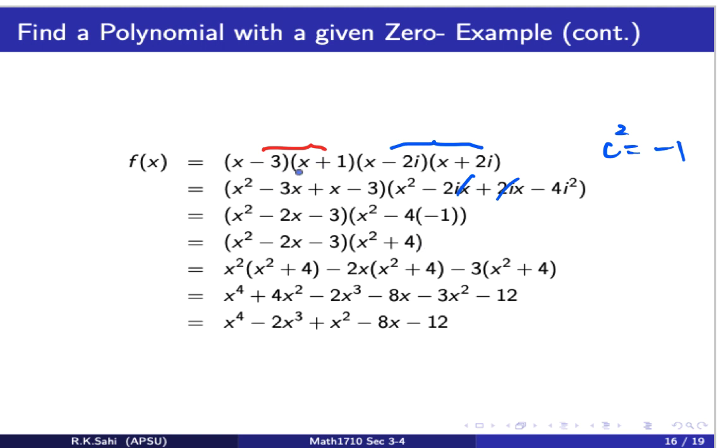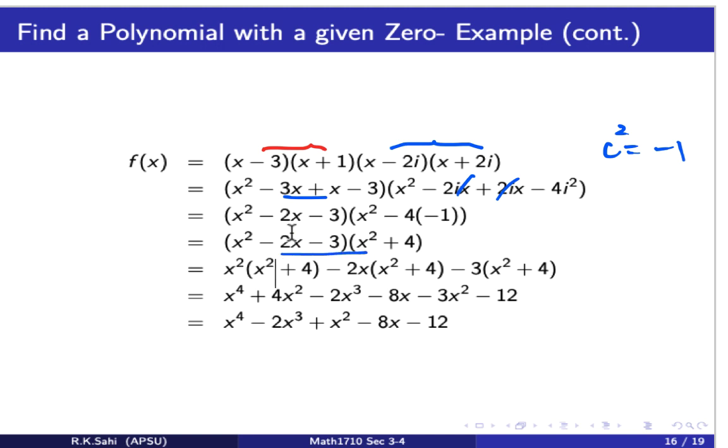Now, this one is very simple. You guys should be able to see it. You multiply these 2 polynomials, you get x squared minus 3x plus 3x minus 3. Gather the like terms, you get x squared minus 2x minus 3. Now, we've got this expression.